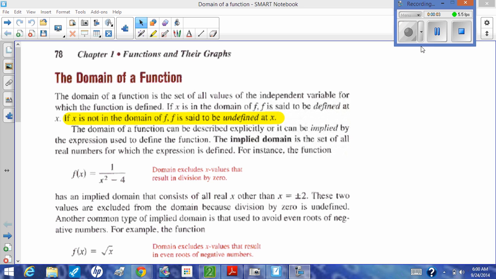Okay, welcome. Today we're going to look at the domain of a function, and this is page 78 in your e-text, chapter 1. So let's go ahead and get our notes out and we'll get going.